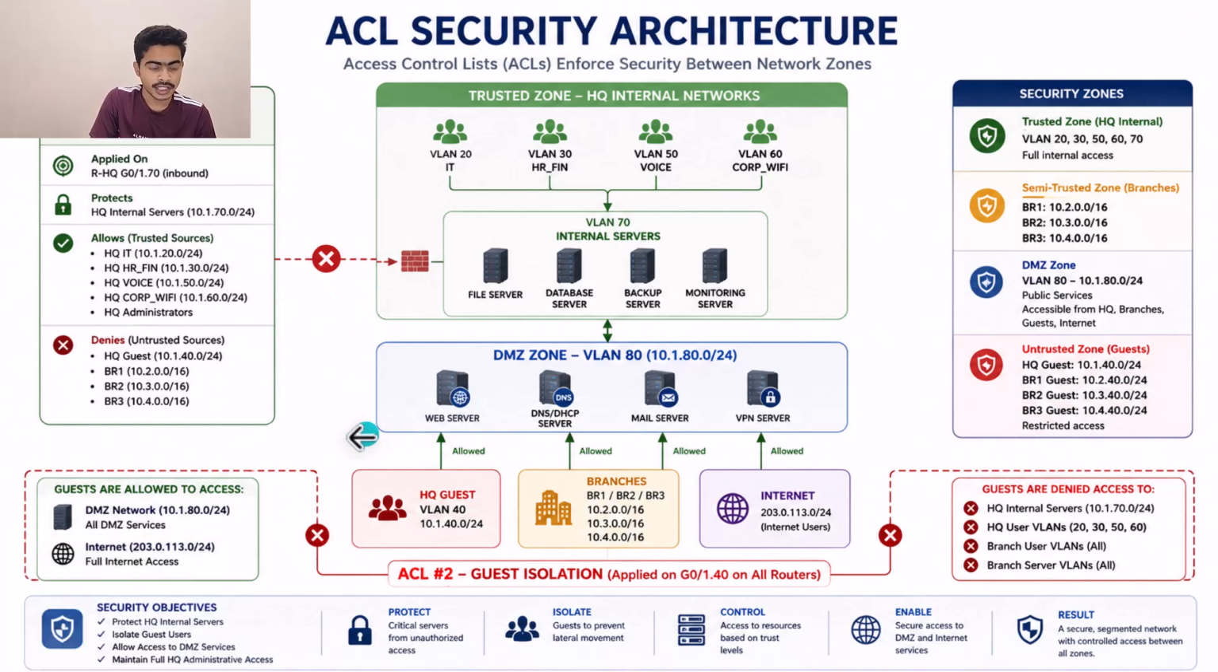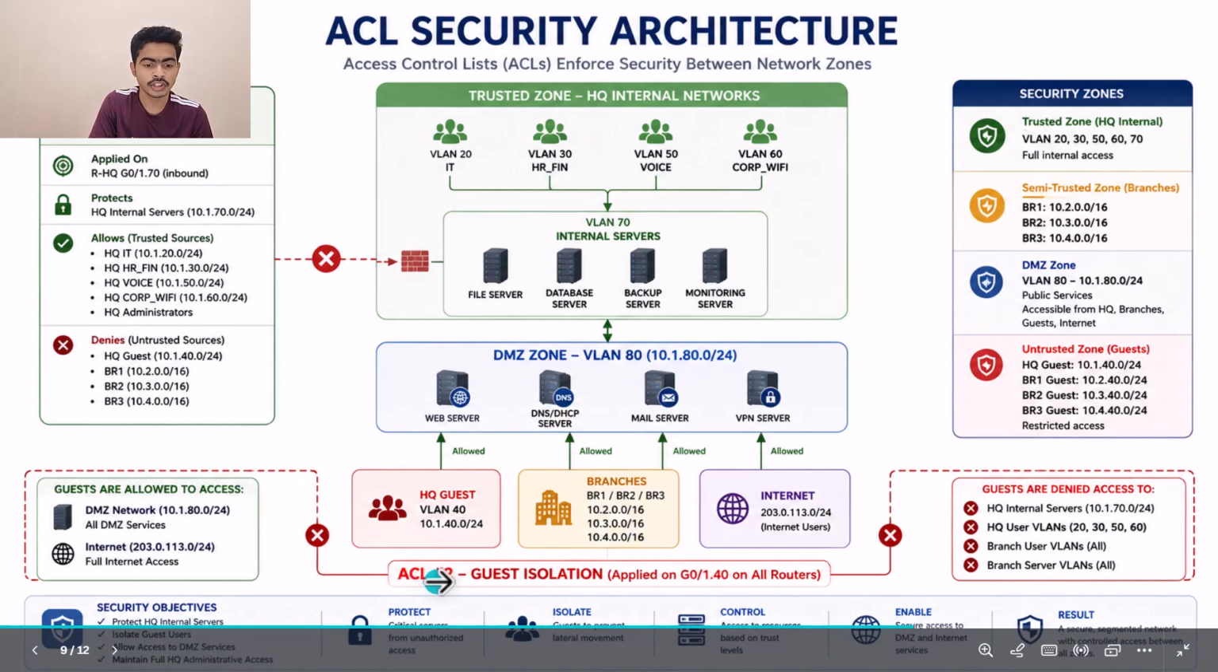networks. The second ACL was used for guest isolation. Since all the guests are on VLAN 40 and they don't need to access the internal servers of the network, we have restricted the guests from accessing all the servers.